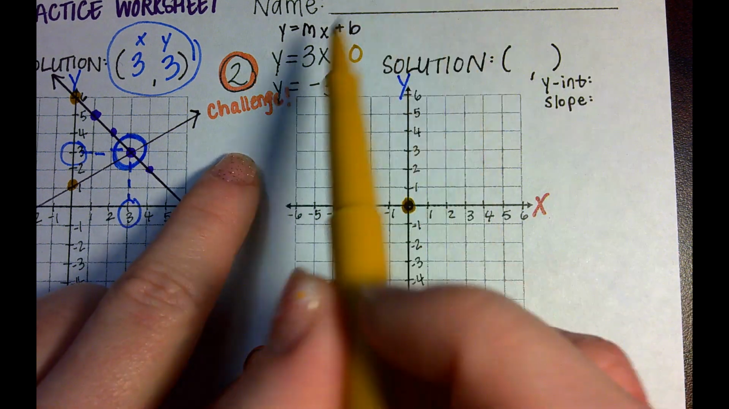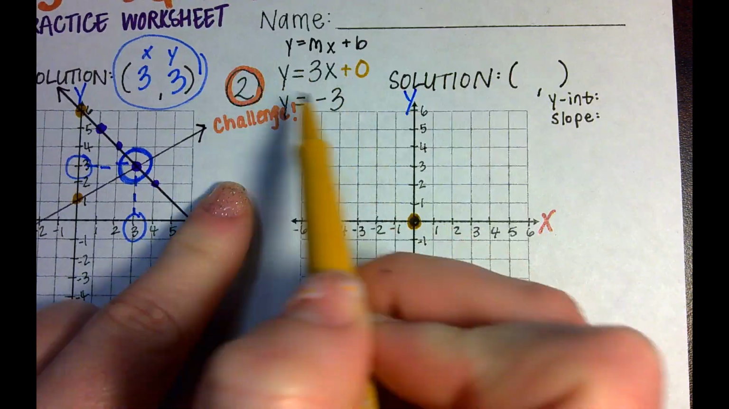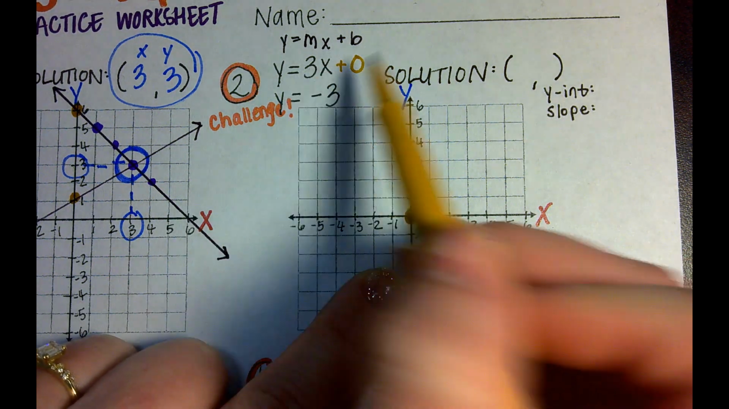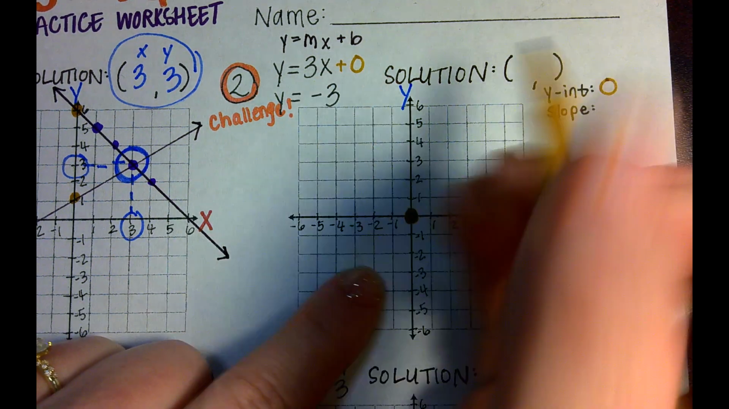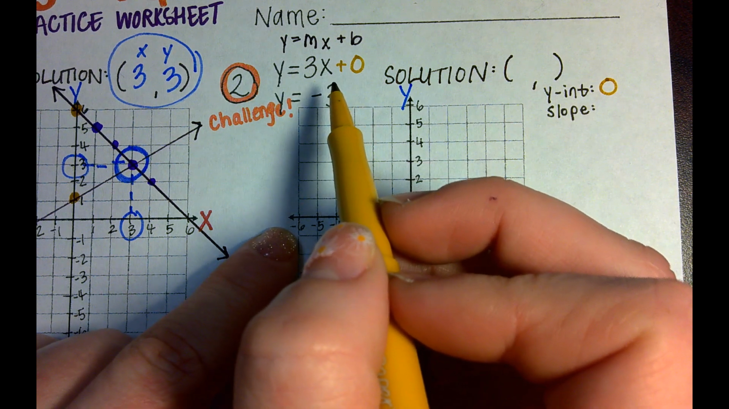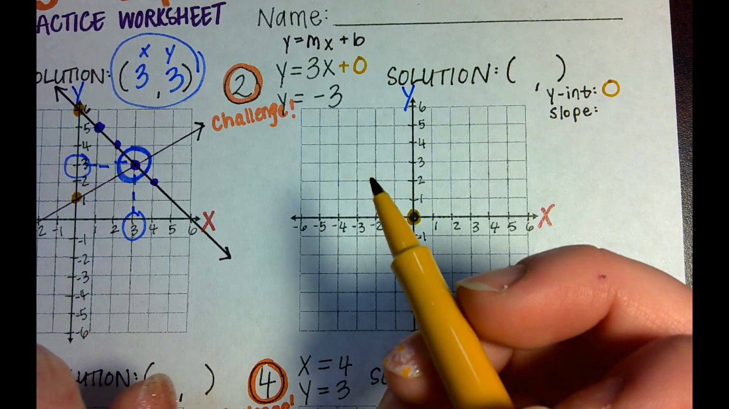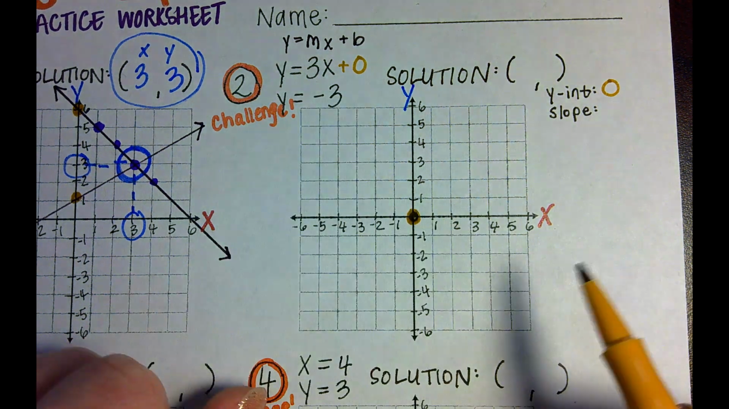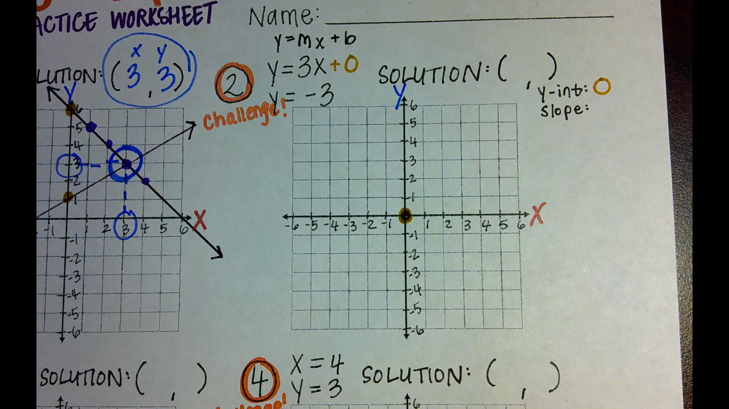But let me ask everybody this. Do we understand why we're starting at 0, why our y-intercept is 0 for y equals 3x? We got that? Okay, awesome. If at any point you decide that that doesn't make sense to you, just let me know. We can talk about it.